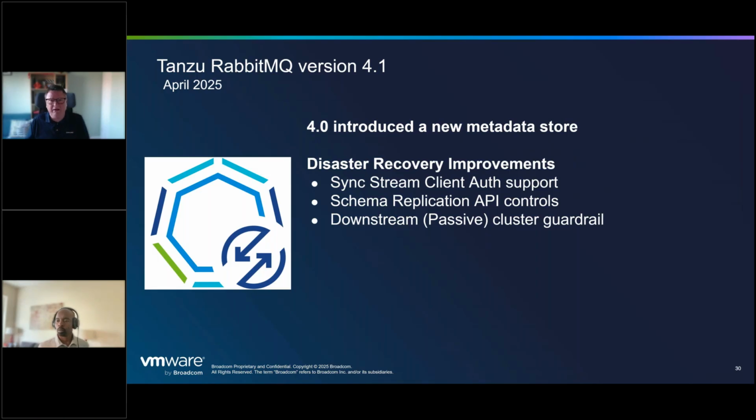We've been growing out the API commands to give greater flexibility and easier control to users for warm standby replication. And we've also got a downstream cluster guardrail that prevents publishing of messages to the downstream or passive cluster until it's ready. And this is during the promotion process as well. So we made the promotion process a lot more robust in doing that. So Greg, that's the end of my update.